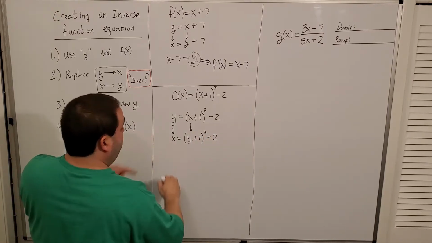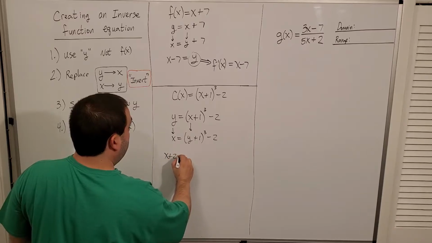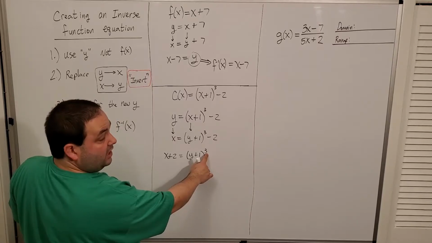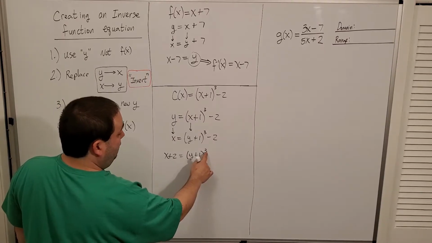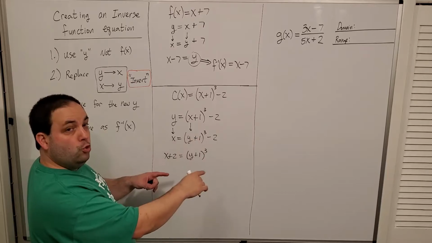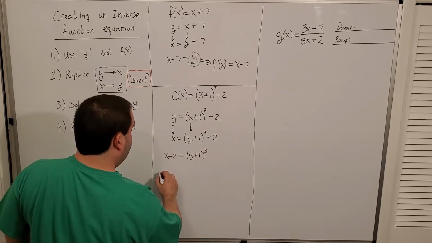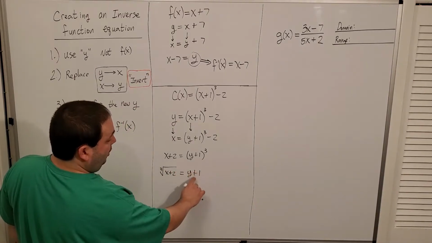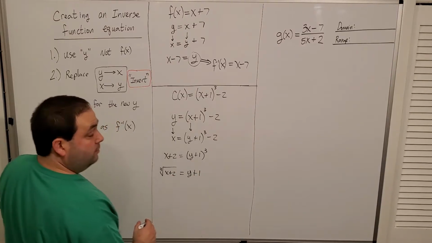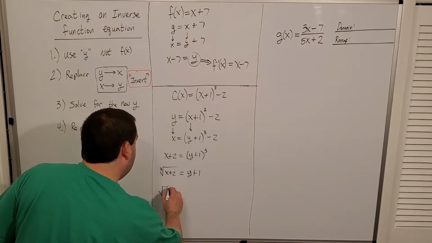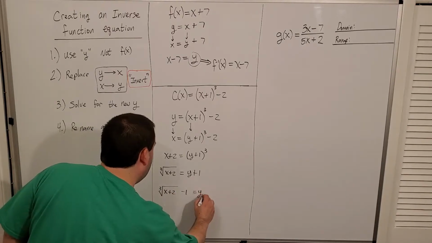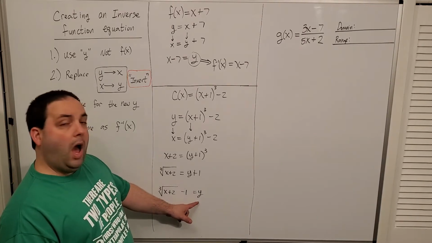First, I'm going to add the 2. Then I'm going to get rid of the cube, not perform it. To get rid of the cube, I will do the cube root to both sides. Then at this point, I just want to get the 1 off of the y, so I will subtract by 1. So I've solved for y.